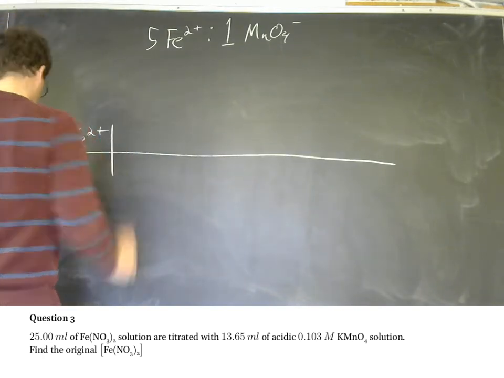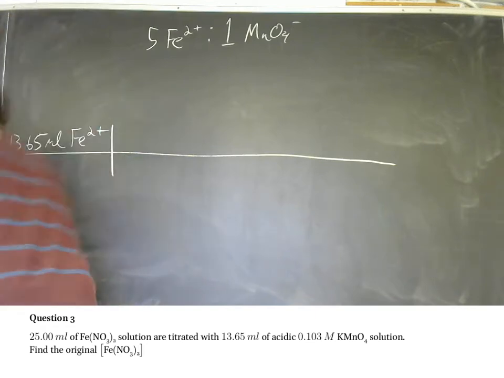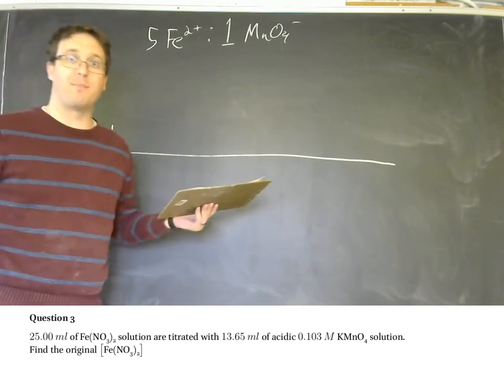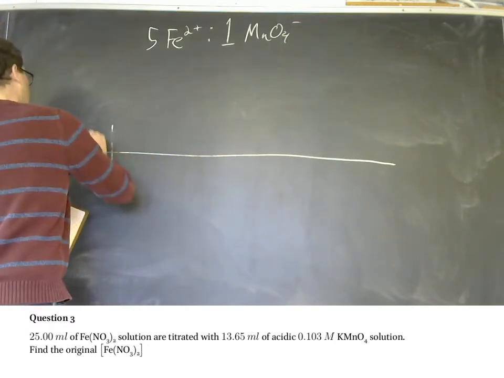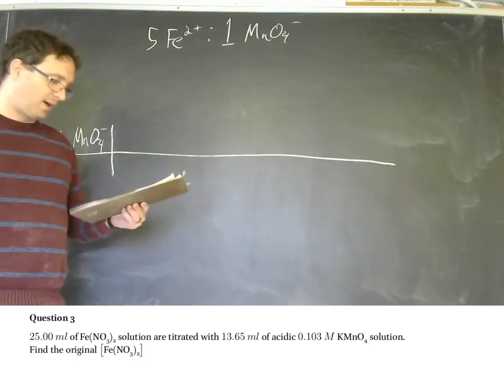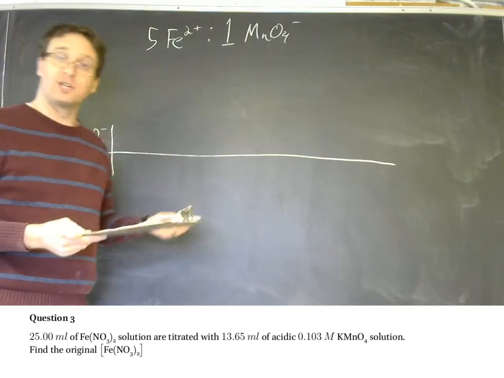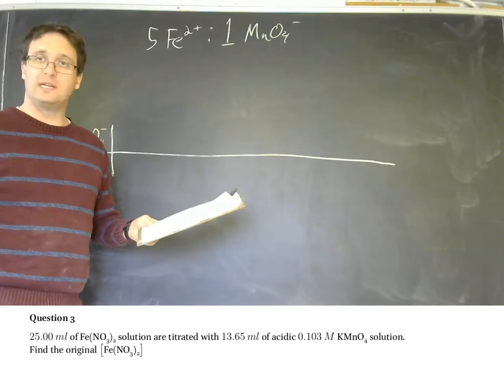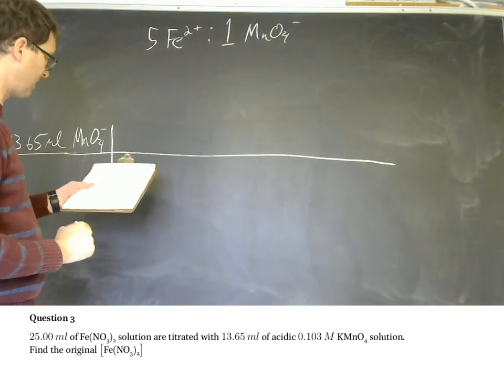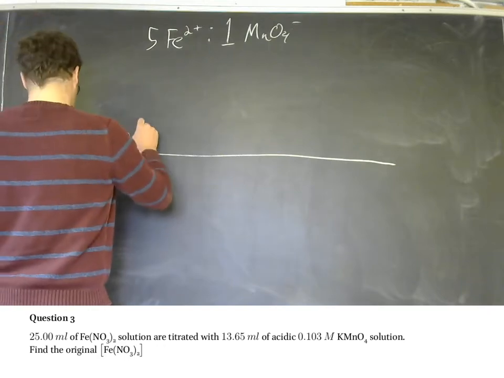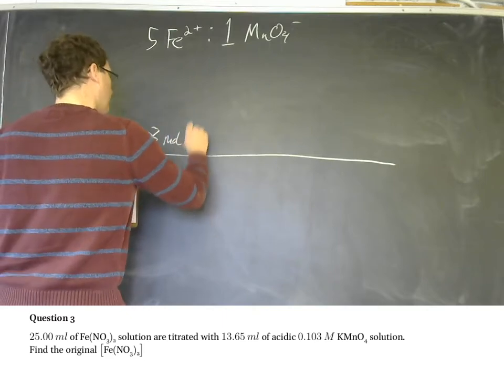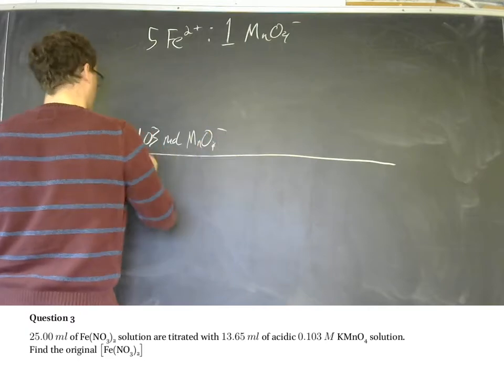And the concentration, oh, hold up. I'm sorry. It's 15.65 milliliters of the permanganate solution. That's MnO4 minus. Okay. Right. The permanganate solution is the titrant. That's what we used 13.65 milliliters of. And that concentration of permanganate says that there is 0.103 moles of permanganate ion for every 1 liter.